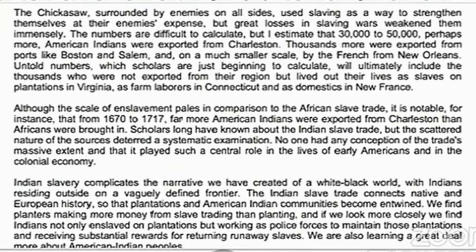The numbers are difficult to calculate, but I estimate that 30,000 to 50,000, perhaps more, American Indians were exported from Charlestown. Thousands more were exported from ports like Boston and Salem, and on a much smaller scale by the French from New Orleans. Untold numbers, which scholars are just beginning to calculate, will ultimately include the thousands who were not exported from their region but lived out their lives as slaves on the plantations in Virginia.